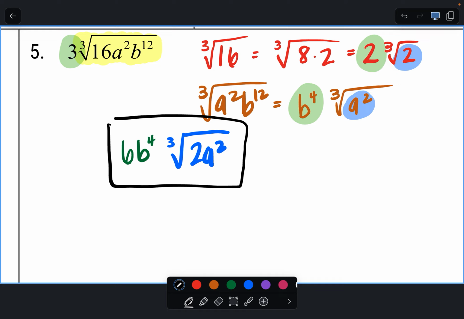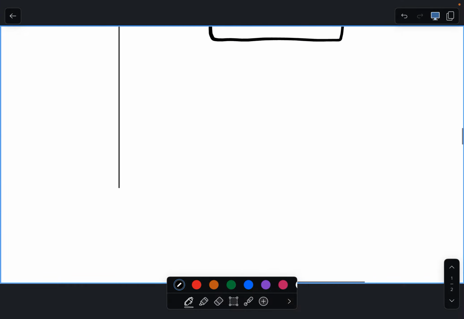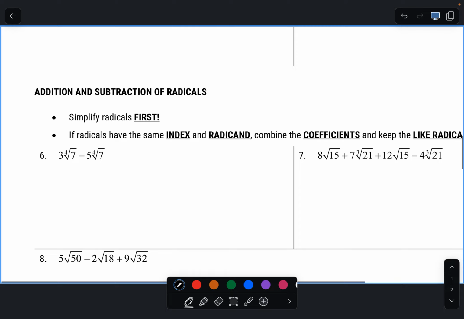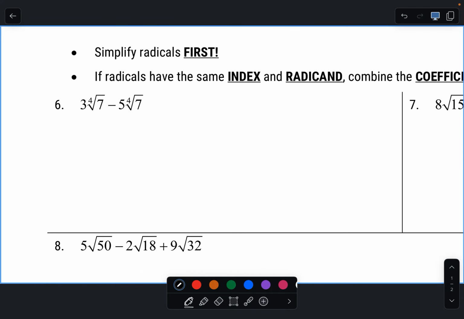However, when we look at something like number 8, there are radicals that we can simplify. 50 has a perfect square that is a factor. 18 has a perfect square that is a factor. And 32 does as well. So we have to simplify when we can. When I look at 50, what is a factor of 50 that is a perfect square? 25. So 25 and 2. When I look at 18, what is a factor of 18 that is a perfect square? 9 and 2.